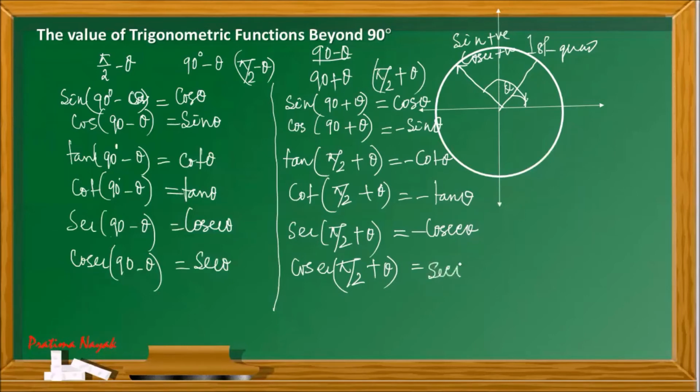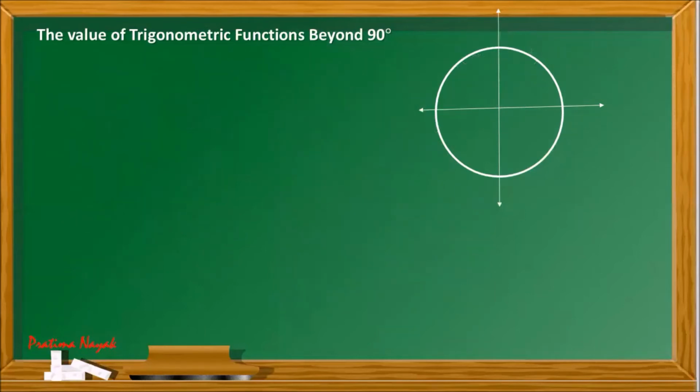It will be positive. Cosec is positive, sine is positive. So here it will be positive or negative. Next I'll go for your one, 180 minus theta and 180 plus theta, or we'll simply say pi minus theta and pi plus theta.